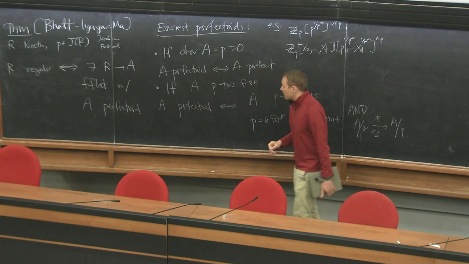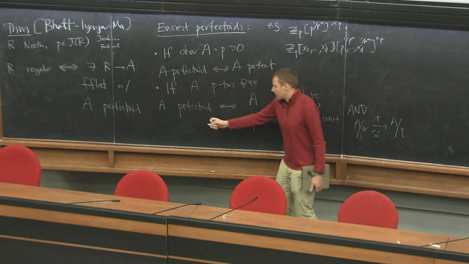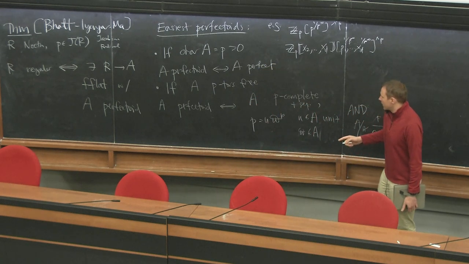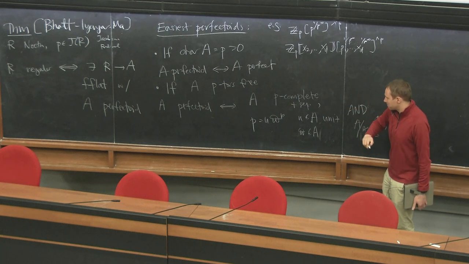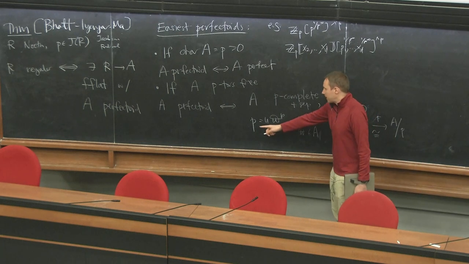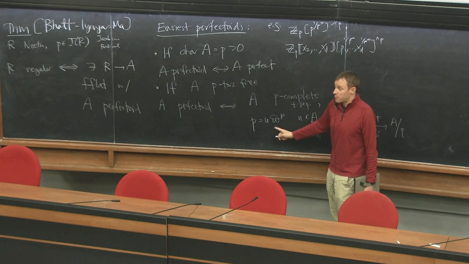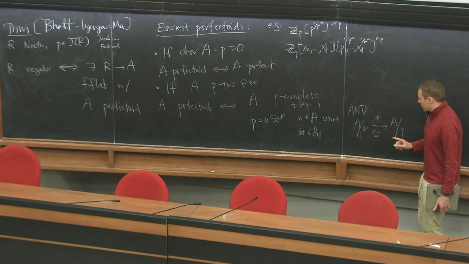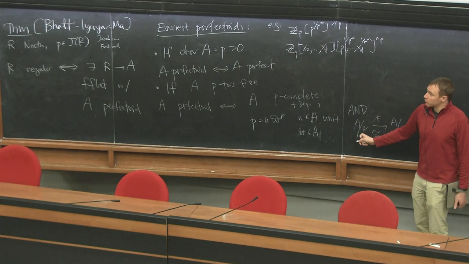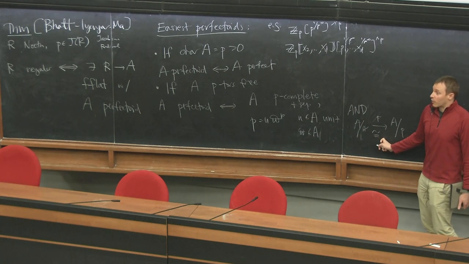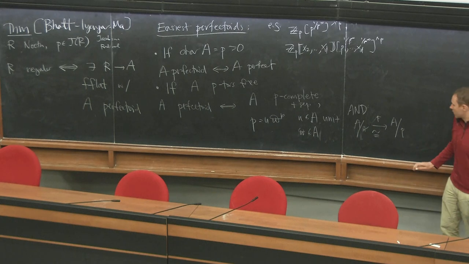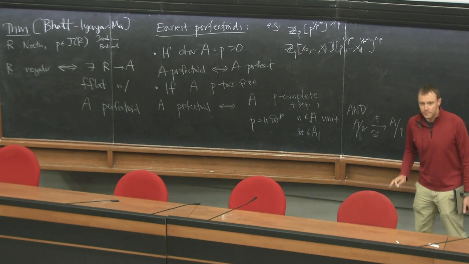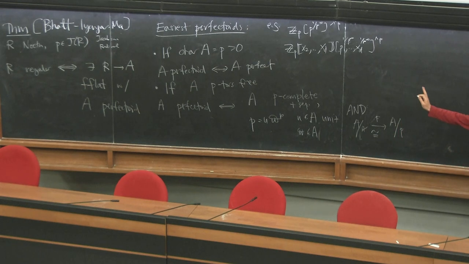Let's say A is p-torsion free. Then the easiest case to say here is that A is perfectoid if and only if it is p-complete and separated, and p has a pth root up to a unit inside of the ring. And when I look at the Frobenius map, after getting rid of that pth root of p, what I get is an isomorphism. So the Frobenius map on A mod p is surjective, and the kernel is generated by pi. Okay? Is everyone happy with where we were?